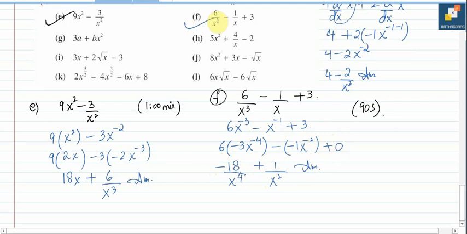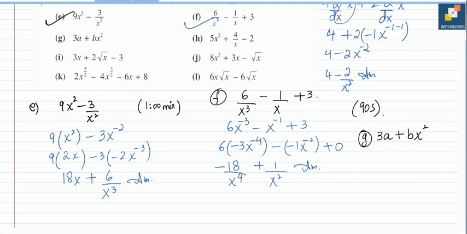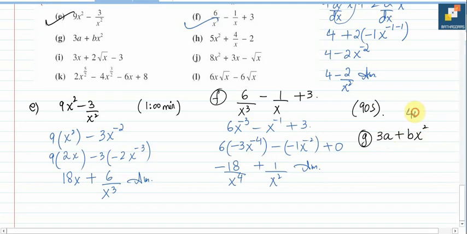Alright, after that we have part G. So part G is 3a plus bx square. You need to derivate it, and for that part you have a time of 40 seconds. So start.